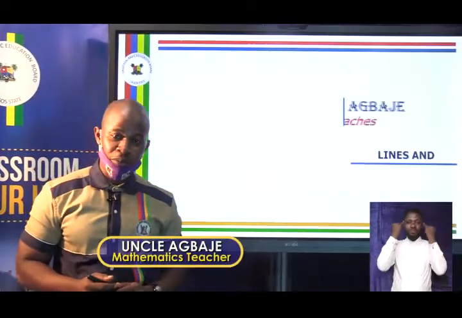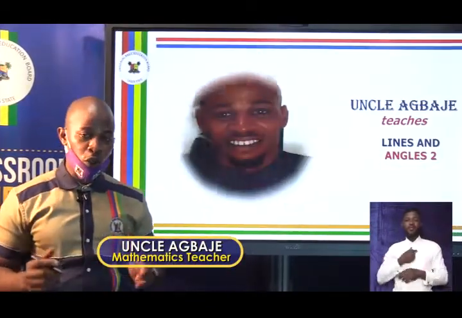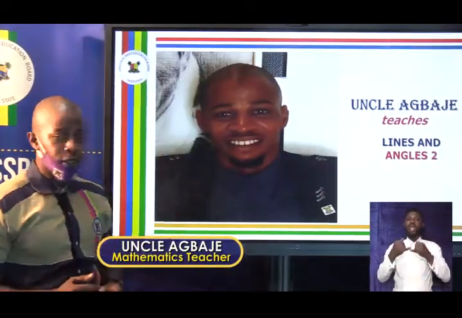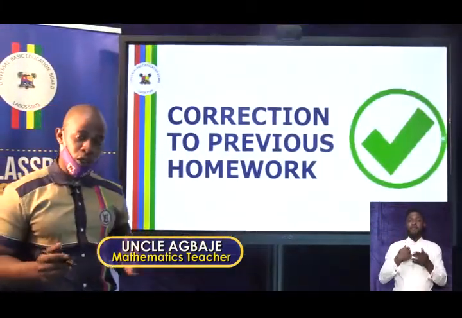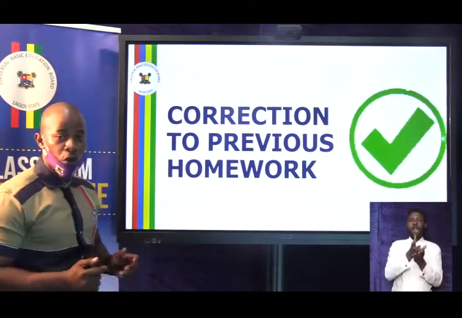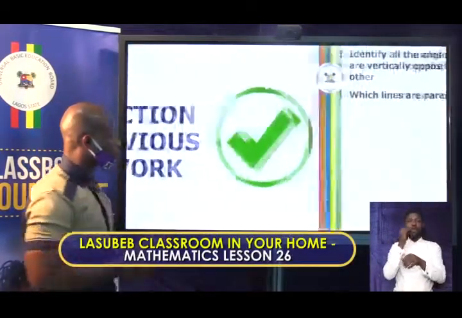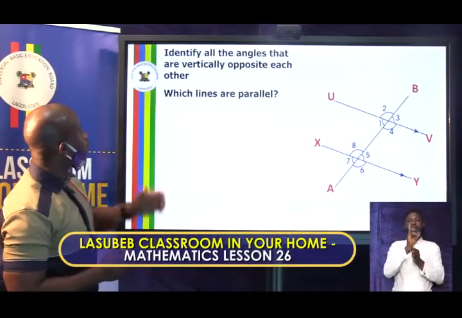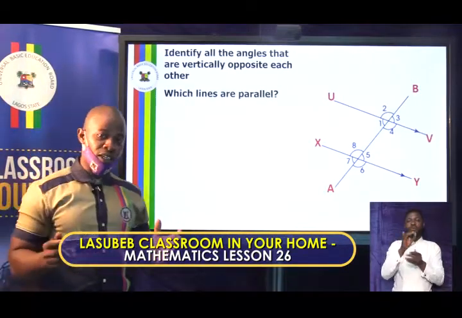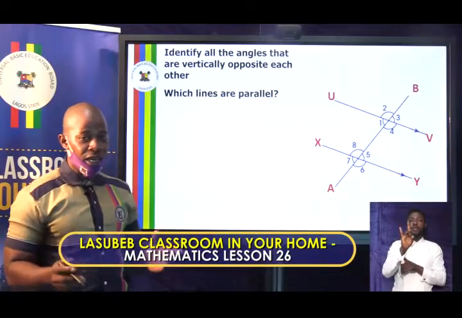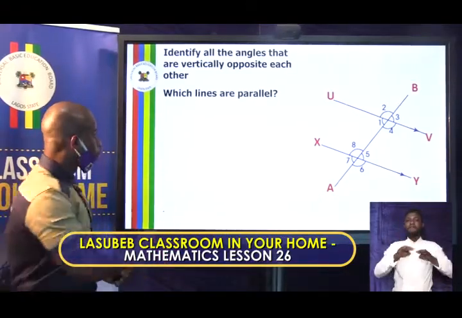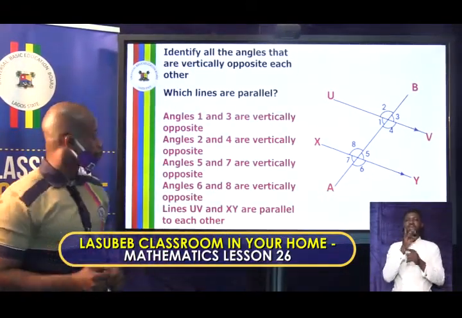Hi, I'm Uncle Agbaje. Today in mathematics, we will continue our work on lines and angles. But before we proceed into today's work, we'll begin with the review of the correction to our last homework. You were asked to identify all the angles that are vertically opposite each other in the diagram, and also to identify the lines that are parallel. Let's see what the answer is looking like.